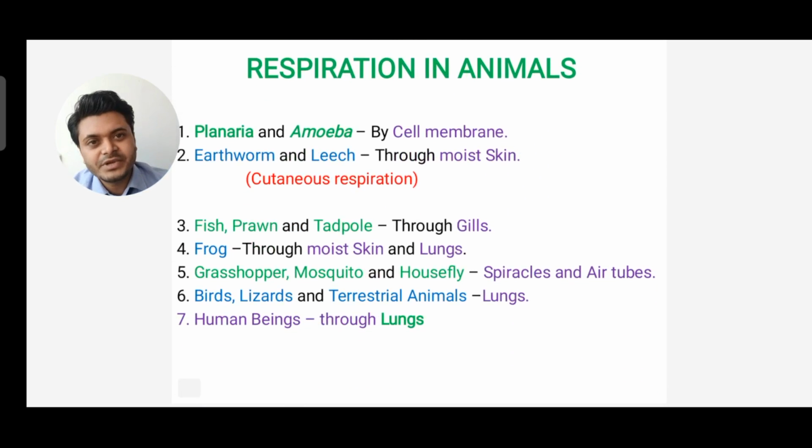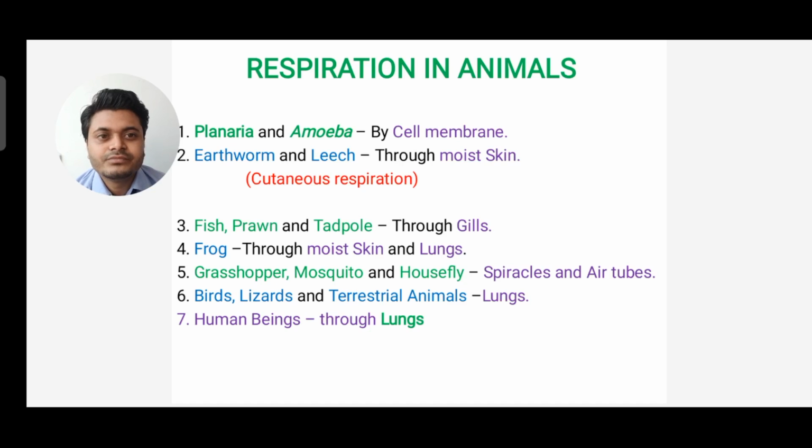Next is respiration in animals. So we can see that I have given here different animals, how they respire, and different mechanisms are there, because animals range from primitive to higher animals. So you can see the planaria and amoeba respire by cell membrane. For earthworm and leech, through moist skin. Alright, they do cutaneous respiration.